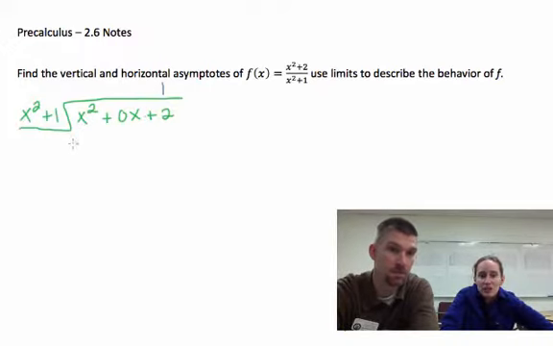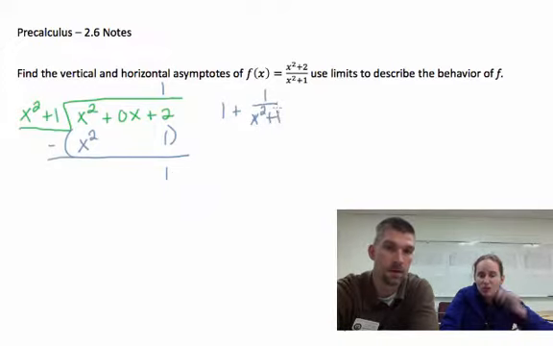Over here, what we do is we multiply x squared plus 1 times 1. We get x squared. 1 times 1 is 1. But we're going to subtract all of it. So x squared minus x squared is 0, and 2 minus 1 is 1. And so we end up with f of x being 1 plus 1 over x squared plus 1.